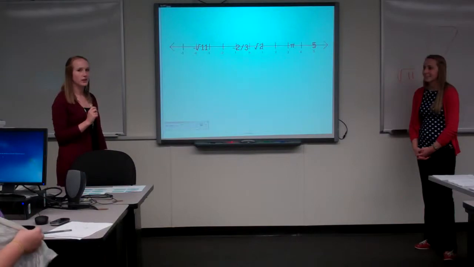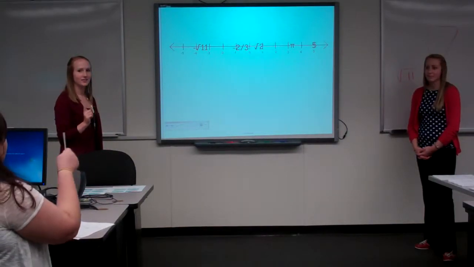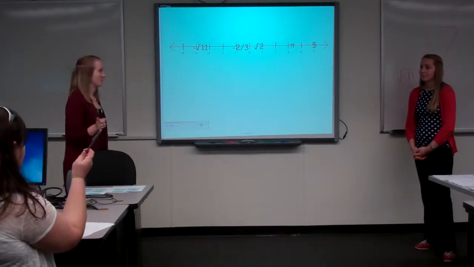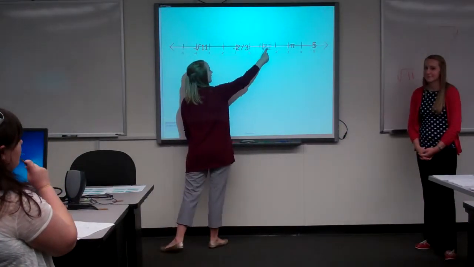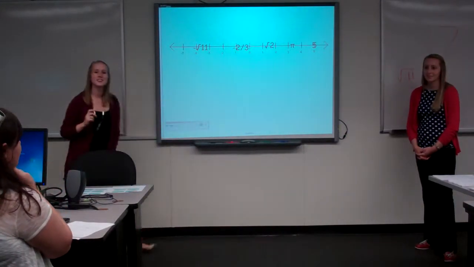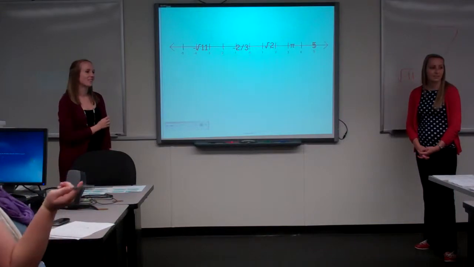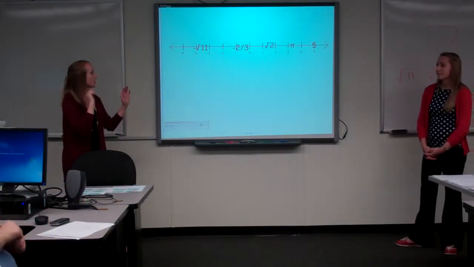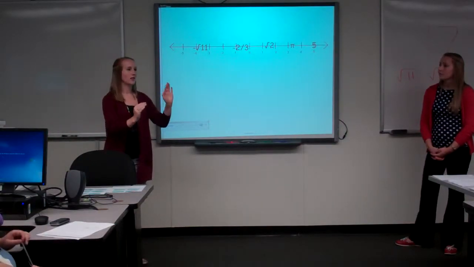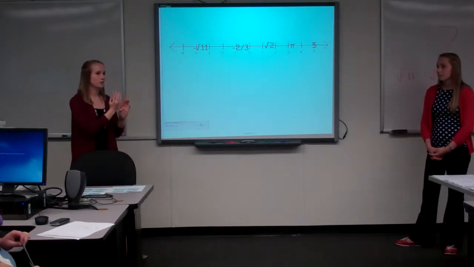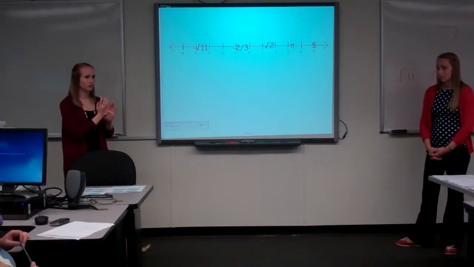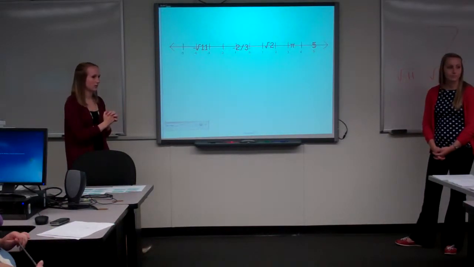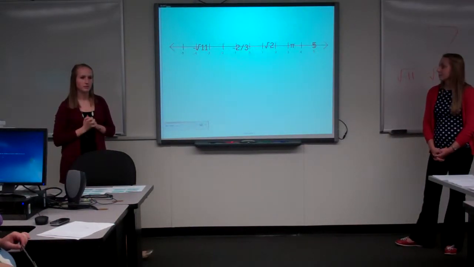Okay, so does everyone agree with these? I think the square root of 2 should be on the other side of 1. Right, and why is that? Because the square root of 1 is 1, so it's bigger than that, but it's less than 2 because we're taking the square root of 2. So it would be right in the middle. And the square root of 4 is 2. Does everyone else agree with the rest of them? Mm-hmm.